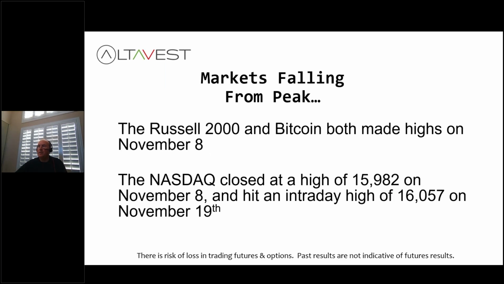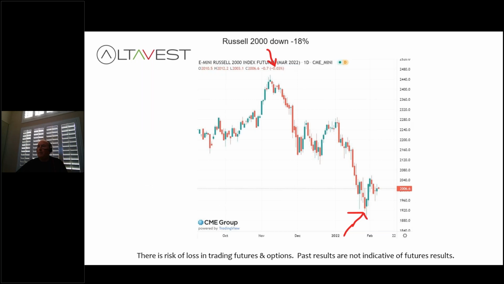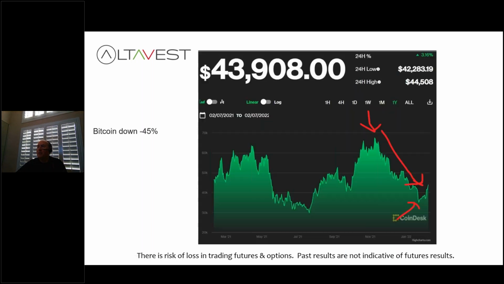So let's look at a couple of things here. Markets are already falling from their peak. I'm sure you're well aware of that. The Russell 2000 and Bitcoin both made their highs on November 8. NASDAQ closed at its high on November 8 and had an intraday high on November 19th. Just a graph here of the pullback in the Russell, just on the edge of bear market territory, down 18%.